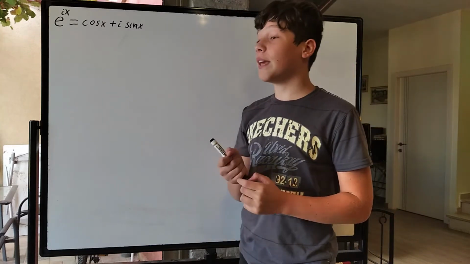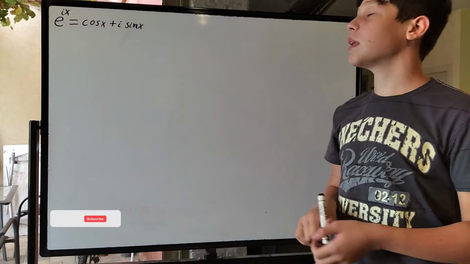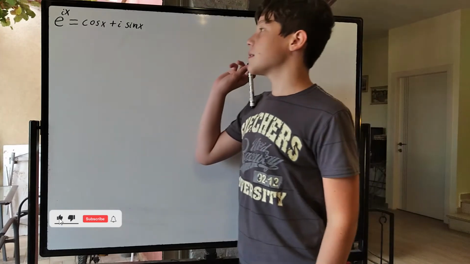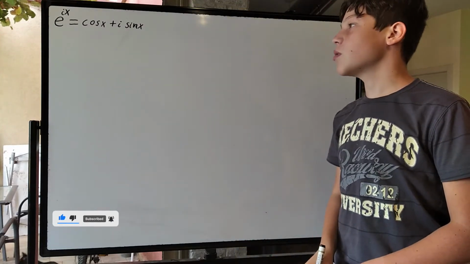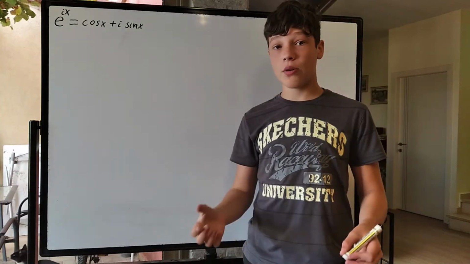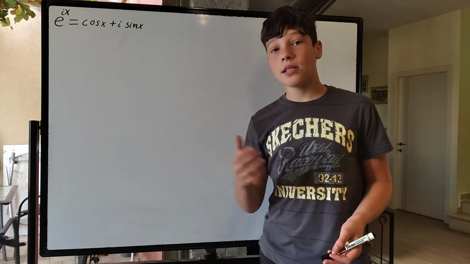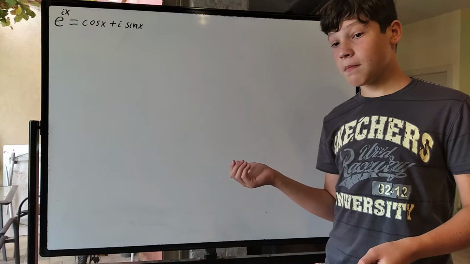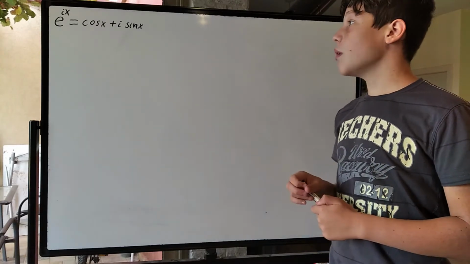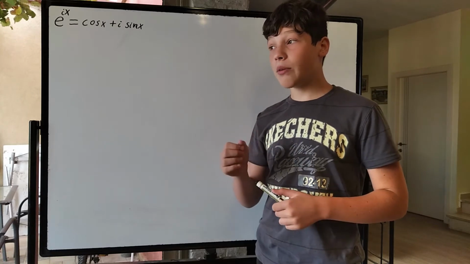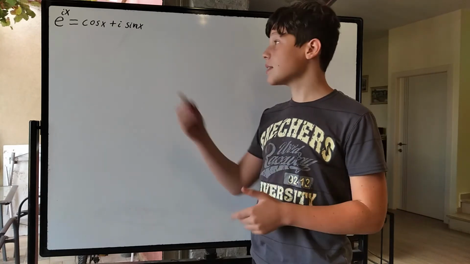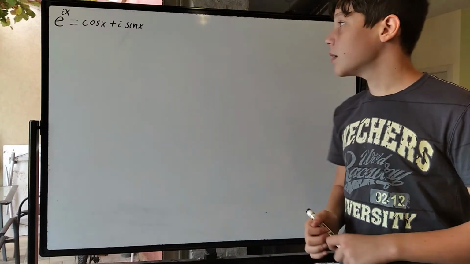So, we all know the infamous formula by Euler that says e to the ix is equal to cosine x plus i sine x, where i is the imaginary number that satisfies i squared is equal to -1. But what if i is not the only one out there? What if there are more imaginary or even complex numbers that satisfy this property?